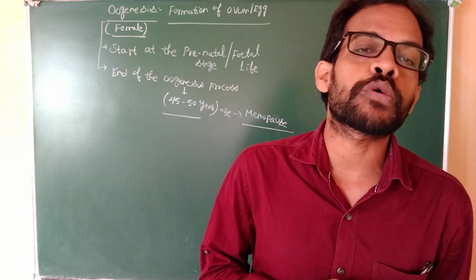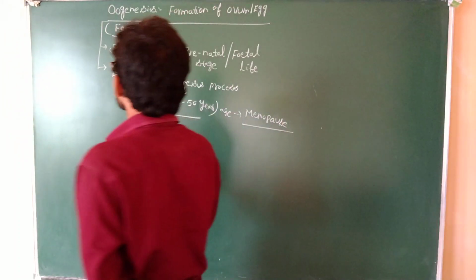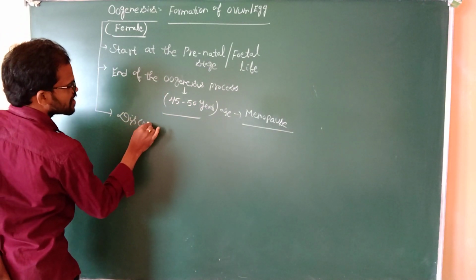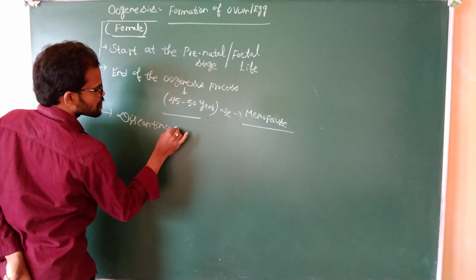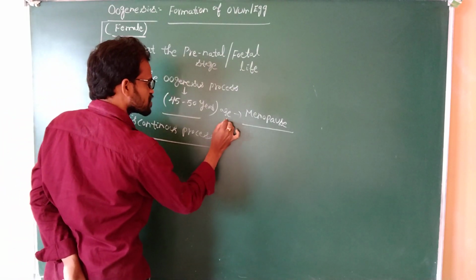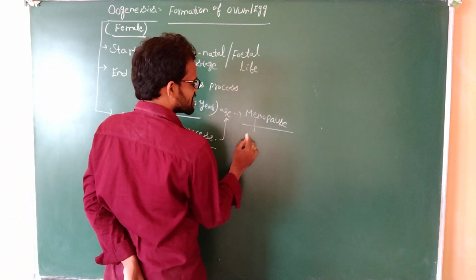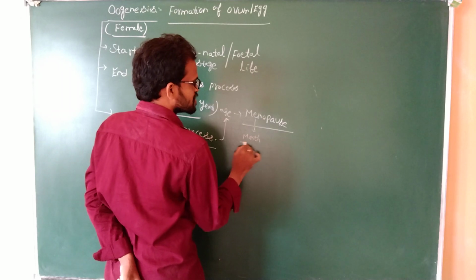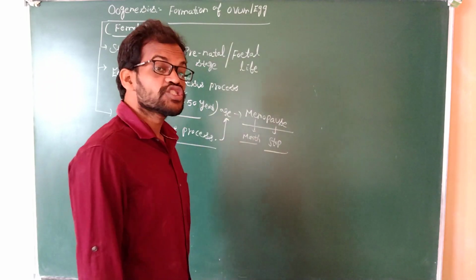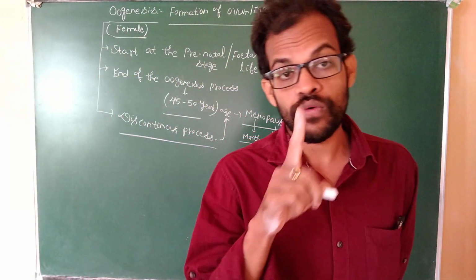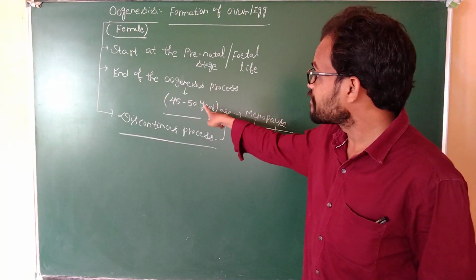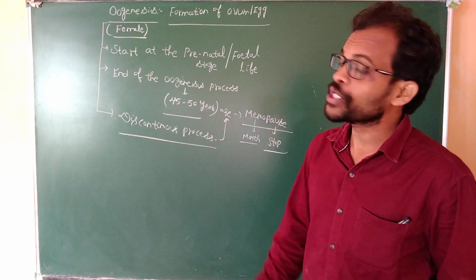That's why the oogenesis process is also known as a discontinuous process. Each and every month, the female produces one egg cell. This cycle stops at the age of 45 to 50 years, which is known as menopause.